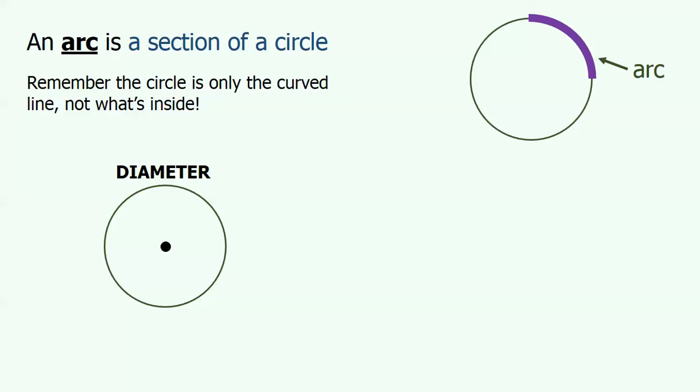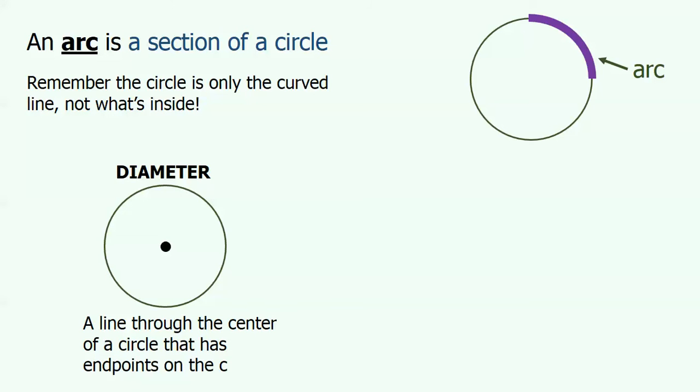And now let's talk diameter. A line through the center of a circle that has endpoints on the circle is a diameter. So if we have the center here and we draw a line through it, that is our diameter.